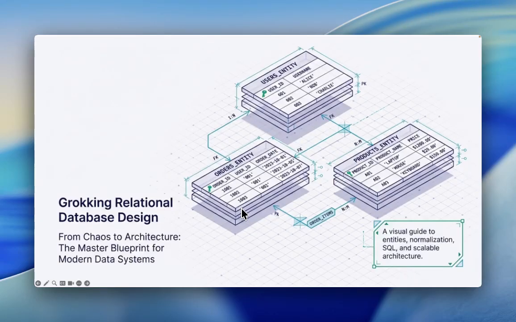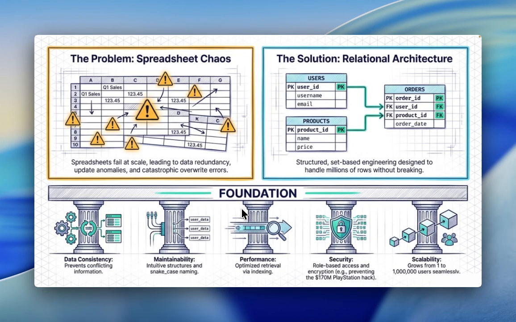Grokking Relational Database Design: from chaos to architecture, the master blueprint for modern data systems, a visual guide to entities, normalization, SQL, and scalable architecture. The problem, spreadsheet chaos. Spreadsheets fail at scale, leading to data redundancy, update anomalies, and catastrophic overwrite errors.